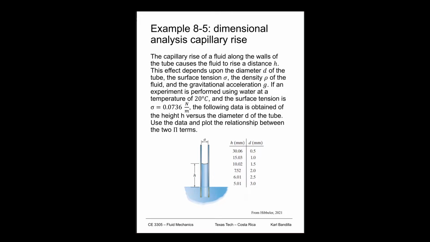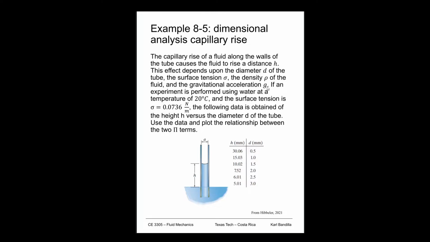This is example 8-5, where we're going to look at a dimensional analysis of capillary rise. All right, so we have a capillary tube that's sticking in some kind of a liquid or some kind of fluid, and we can observe that it rises up to a level of h, a height of h, and we'll assume that all this depends on the diameter, the surface tension of the fluid, the density of the fluid, and the gravitational acceleration.